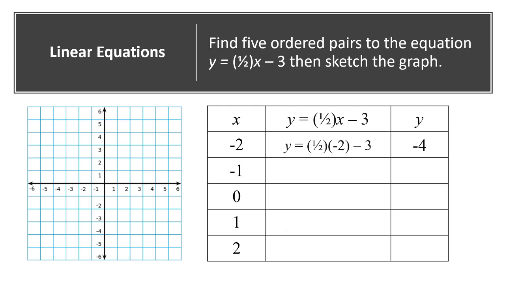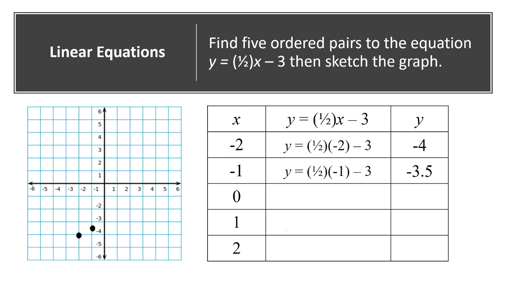To plot that on the graph, we go to -2 on the x-axis and then -4 on the y-axis, and this will be our location for that point. For -1, we have y equals 1/2 times -1 minus 3. We multiply first. 1/2 times -1 is -1/2. -1/2 minus 3 is -3.5. Plot the ordered pair (-1, -3.5). We go to the x-axis first, then the y, and our point will be somewhere around here.